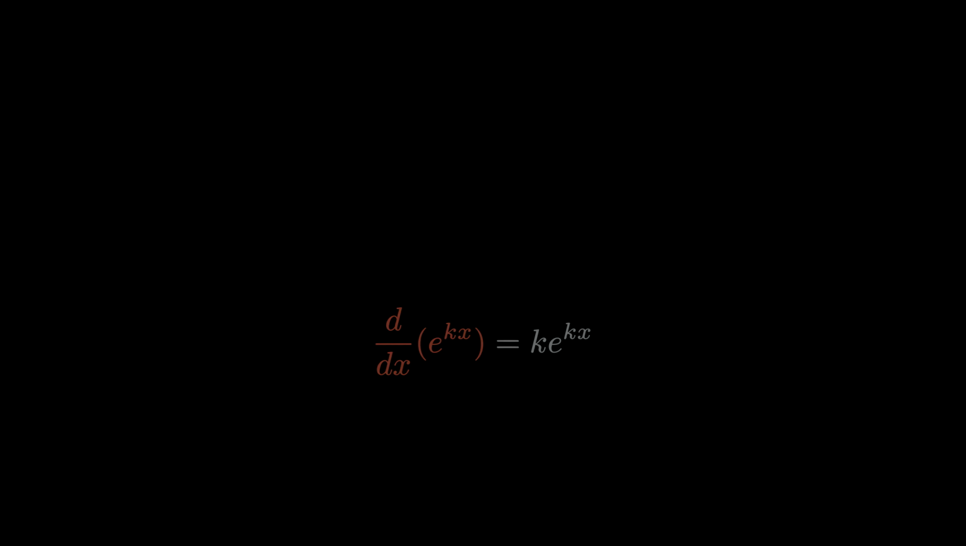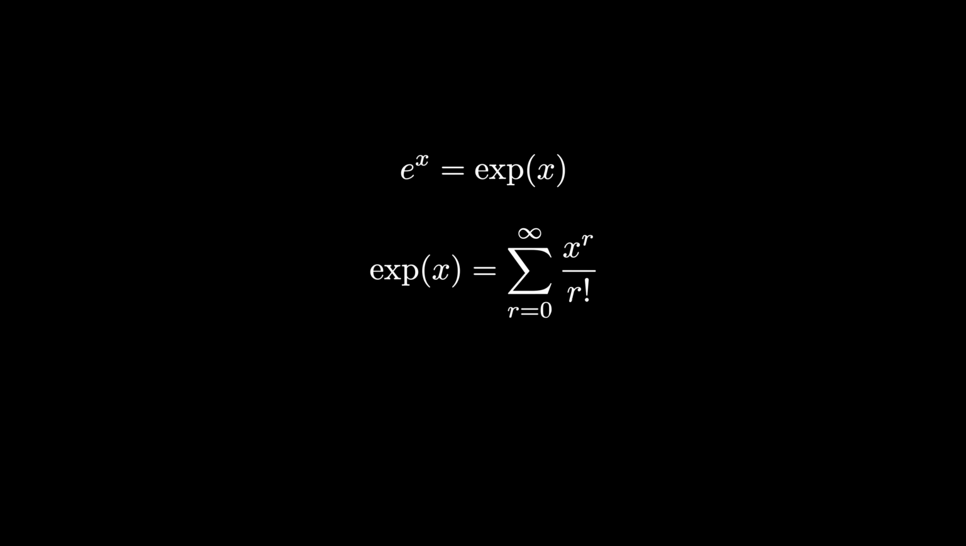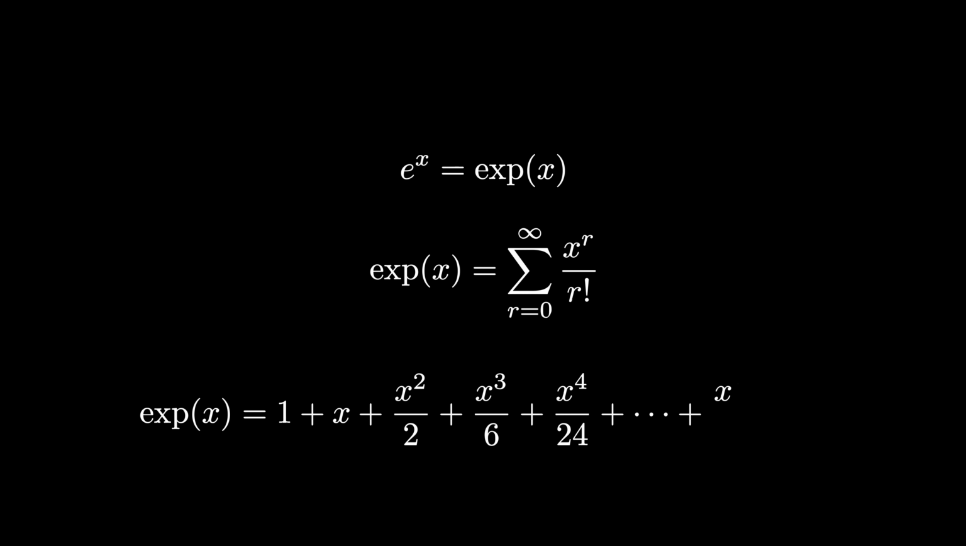So I think to start with, it's important to know what e to the power of x is and how it's defined. e is actually a secret function taking its power as an input. It's called exp, where exp of x is the sum to infinity of x to the power r divided by r factorial, starting at r is 0, which, writing out a few terms, comes out like this: 1 plus x plus x squared over 2 plus x cubed over 6 plus x to the power 4 over 24, going on forever.